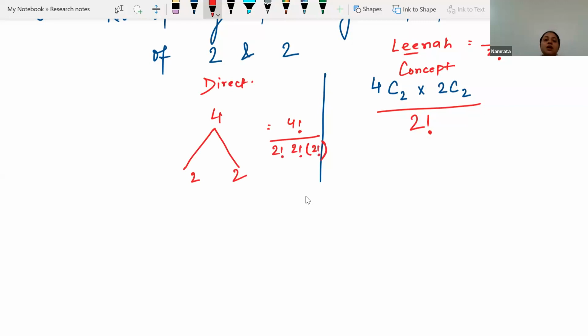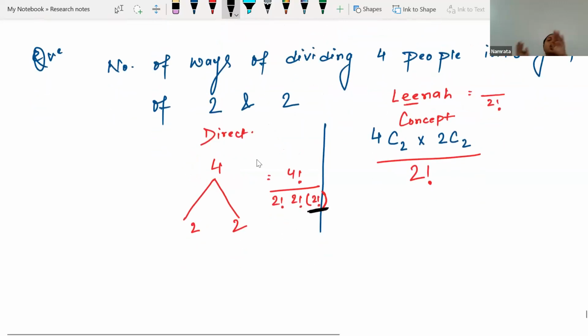Where this 2 came from is nothing but how many times a certain thing is repeating itself. If it is repeating itself 2 times, we write 2 factorial, just like your name: E is 2 times, so we divide by 2 factorial. If E were 3 times, we would divide by 3 factorial. By the conceptual way or by the direct method, you will get the same answer by applying any method.